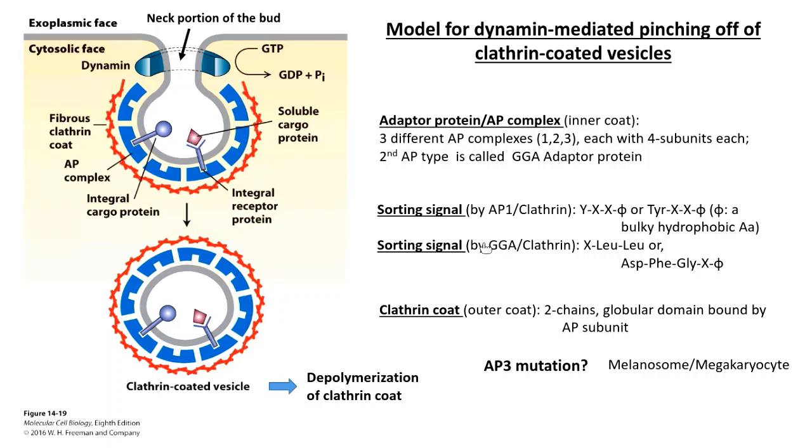And for the sorting signal for AP2, remember this second AP type is also called GGA adapter protein, either AP2 or GGA. So for the AP2 Clathrin coat or the GGA Clathrin coat, this is the sorting signal sequence. Okay. There is one more, that is AP3, that we did not discuss in terms of sequence, but AP3 is very important because AP3 is required for the delivery of proteins to the melanosomes as well as the megakaryocytes.